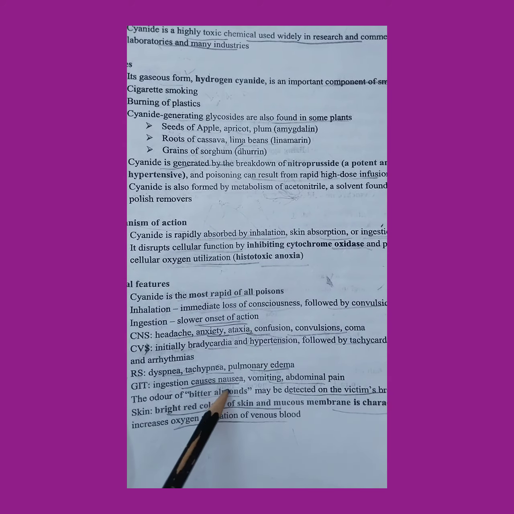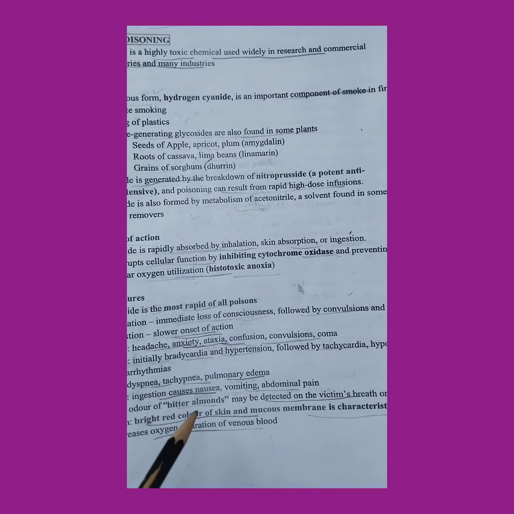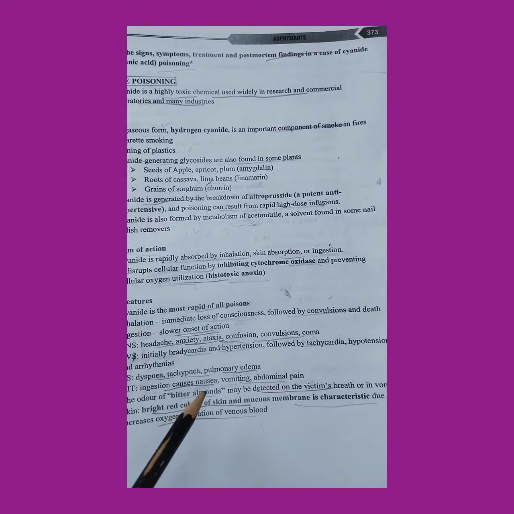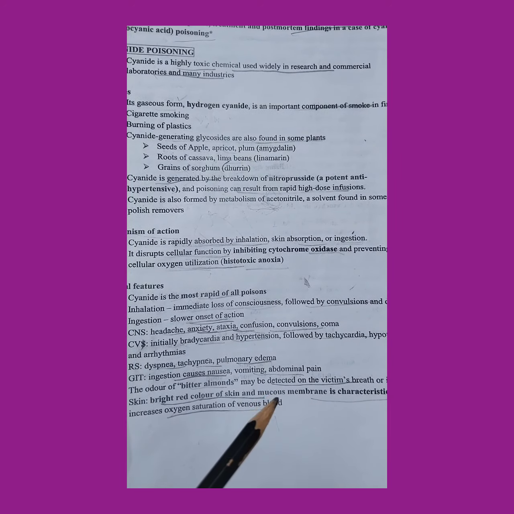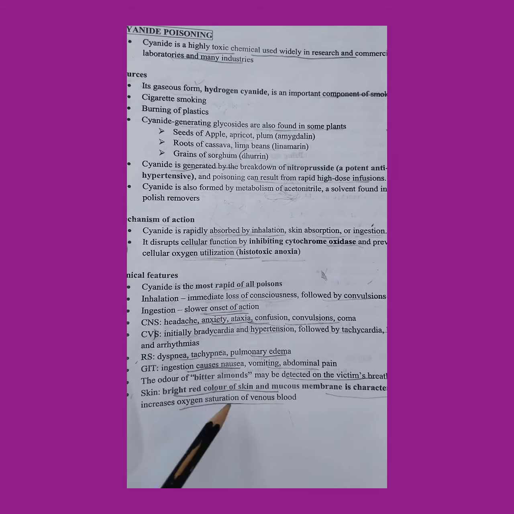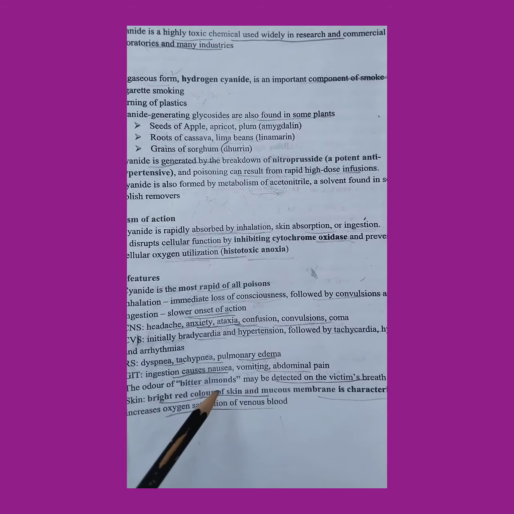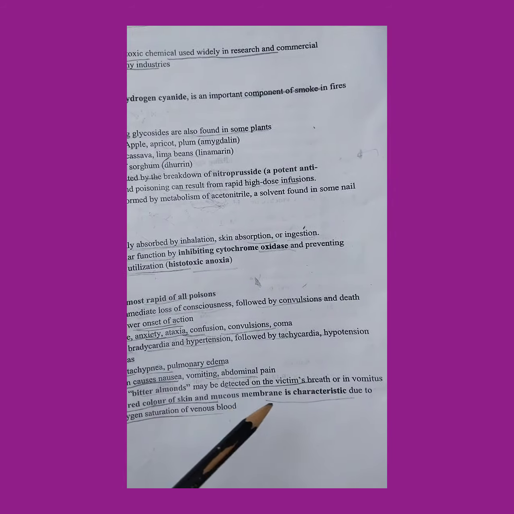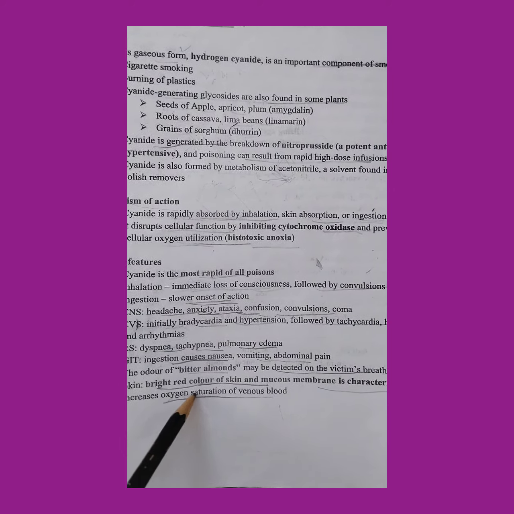In the GIT you will find nausea, vomiting and abdominal pain, and the odor of bitter almonds will be detected from the victim's breath or in the vomitus. You will find an odor like oil of bitter almond in the victim's breath or vomitus. The skin will be bright red or cherry colored, and the mucous membrane will also turn cherry red, which is characteristic due to increased oxygen saturation in the venous blood, not in the arterial blood.